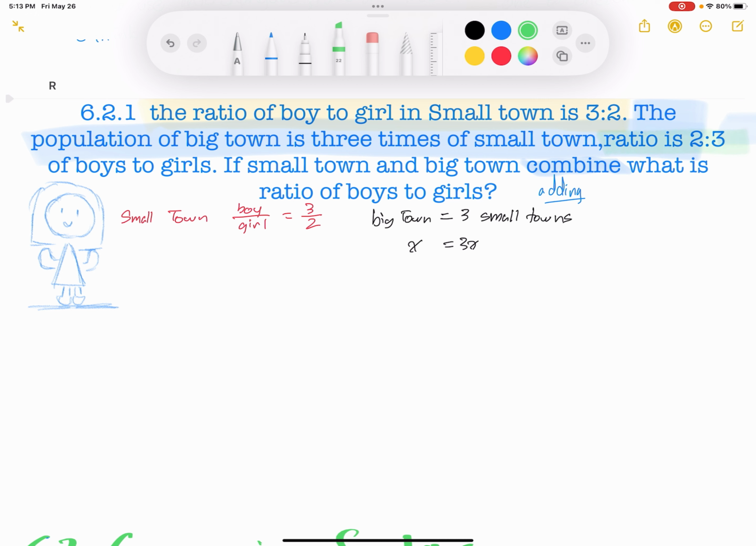Ratio is 2 to 3 of boys to girls for big town. Okay, let's put that down. Big town. Boy to girl, we have 2 to 3. Now, we shall be plugging in what we have done before over here into here, so we have an exact answer. So small town is 3x, so times 3x.